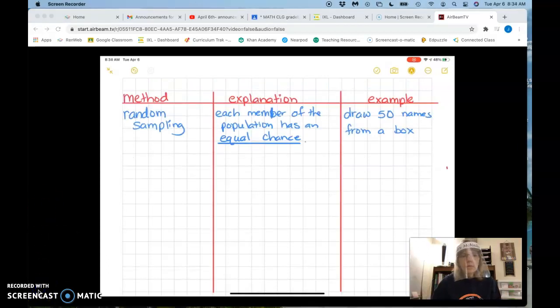All right, there's 4 types of sampling methods that we're going to talk about. So you're going to want to draw this chart in your book and write these 4 different methods down. The first one is called random sampling, and it just means exactly what it sounds like. It's extremely random. You have no plan of how you're picking your people, your sampling group. You're just randomly selecting people, and you're going to ask them a question or interview them or something. So each person has an equal chance, and an example is drawing 50 names from a box.